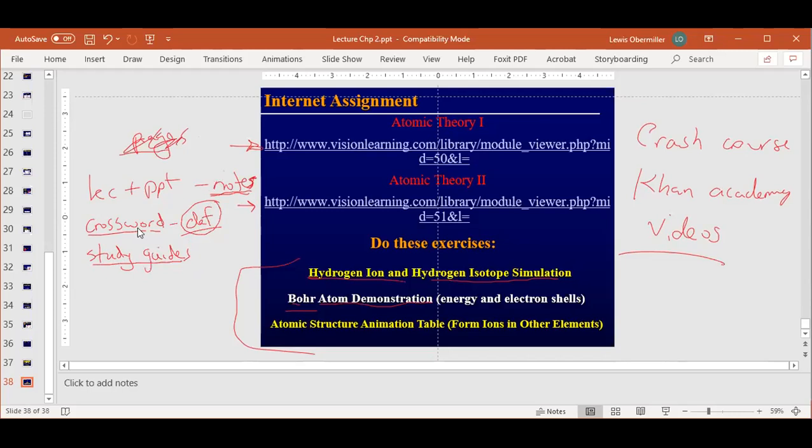And then anything that's not covered on the study guides or the crosswords, because this isn't exhaustive, go back through your notes and study that stuff, and then take the quiz. And if you can do well on the quiz without notes, then you'll do well on the exam for sure.